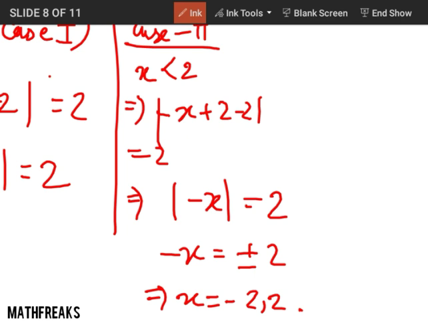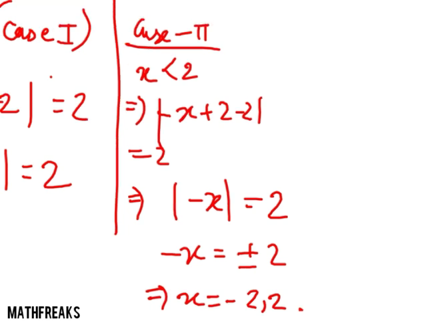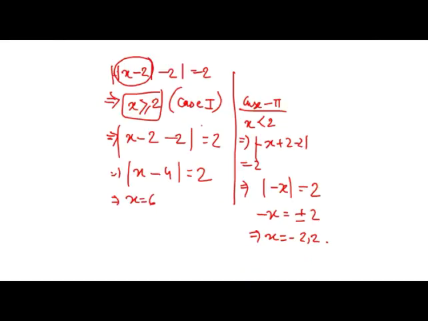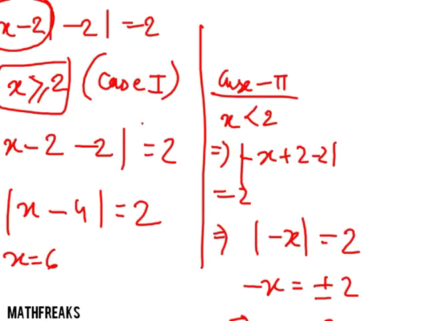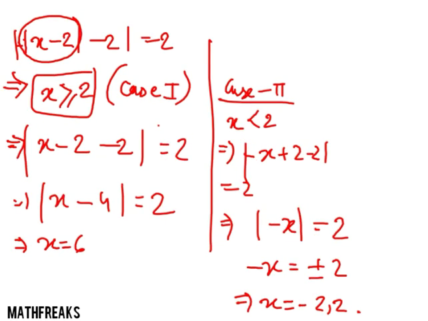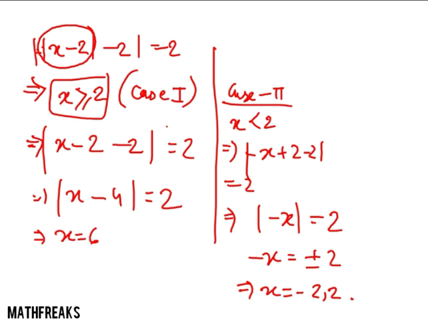So these are the possible values of x. Okay, don't miss the cases. I just forgot about this case, so don't forget the cases. So the answers of x here are 6, minus 2, and 2. You can even cross check it.